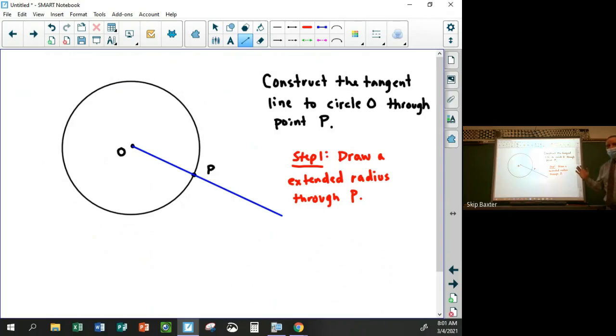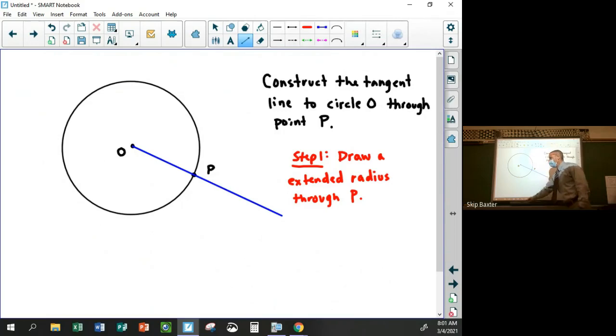And if you boil this problem down, already it's something we've done before. We've done problems where you have a line and a point that's on the line, and you have to construct a perpendicular through that point. That's all we're going to do now. We're going to do that same construction.